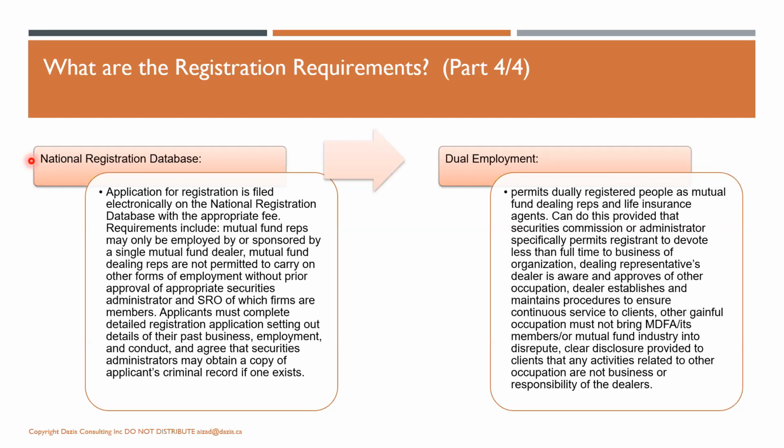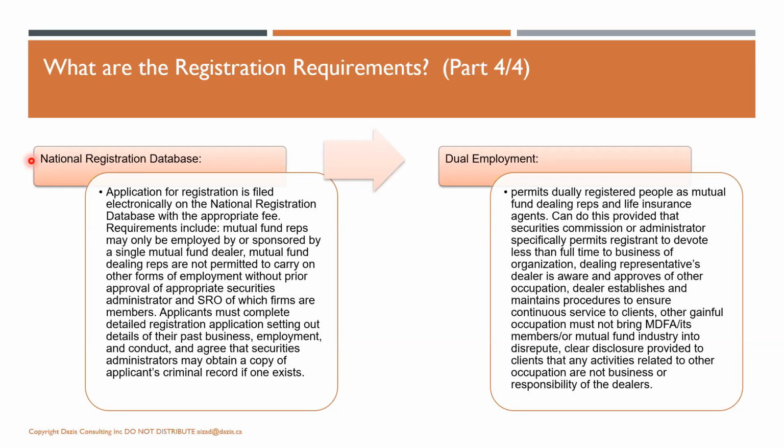Basically, for the NRD, you need to fill out the registration application, setting out all your details about where you worked, employment, conduct, any criminal record, and so on. They may do a credit check also. That is through the NRD website. That is for all of Canada.